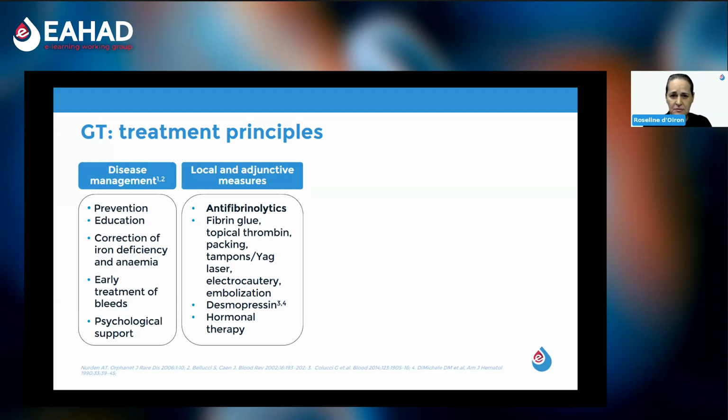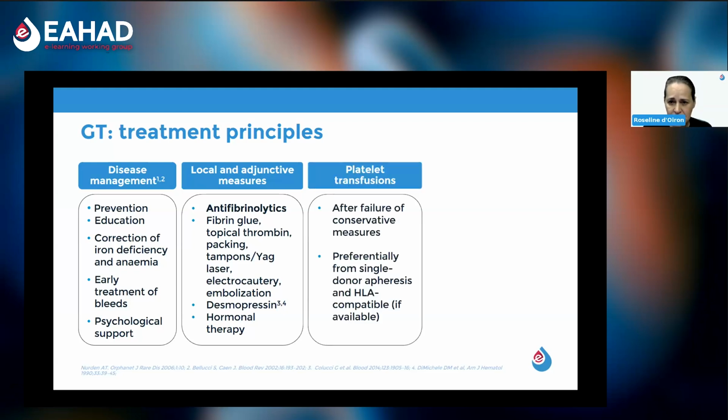However, sometimes it is not enough and additional adjunctive measures might be necessary, like hormonal therapy for women. Desmopressin is not really very effective in Glanzmann. It has been shown in some of the variant Glanzmann patients. Then, if the local and adjunctive measures do not work to stop the bleeding, platelet transfusion remains one of the standard treatments in order to prevent or stop bleeding episodes in Glanzmann Thrombasthenia.